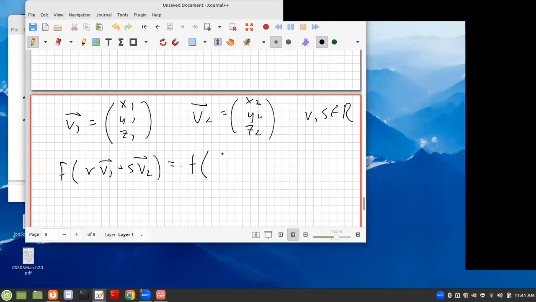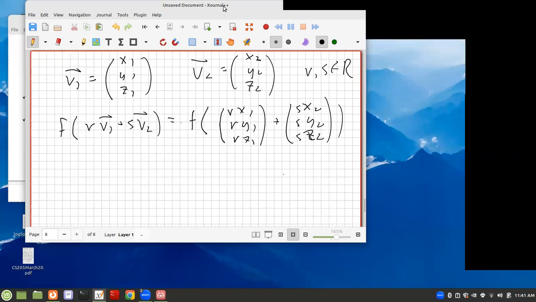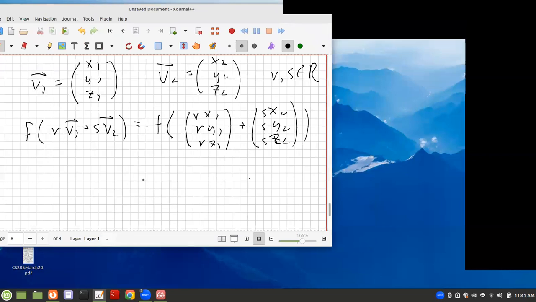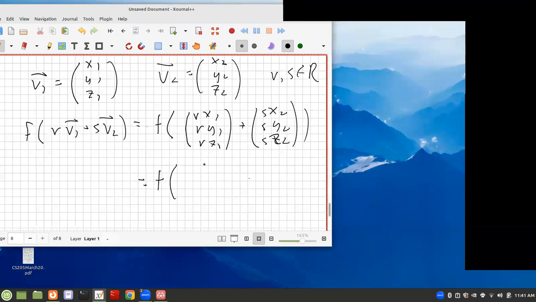And that's going to be the same as f of r times V1, which is r x1, r y1, r z1, plus s times V2, which is s x2, s y2, s z2. Then that's going to be the image where I have to add those two together, and I'll get r x1 plus s x2, r y1 plus s y2, and r z1 plus s z2.